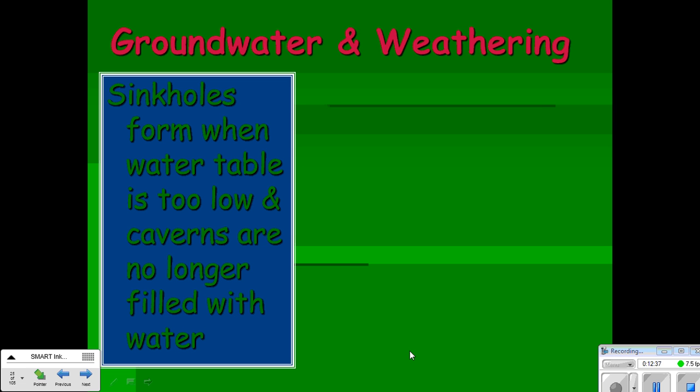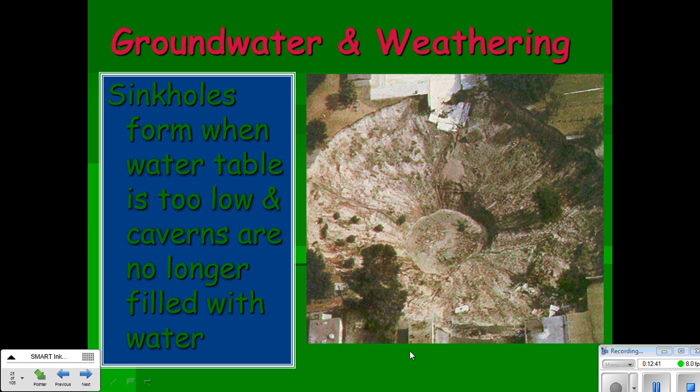Sinkholes form when the water table is too low and caverns are no longer filled with water. You can see here there's a road here, there's the other side of the road, and this sinkhole has created, and it's just sunk down this whole area.